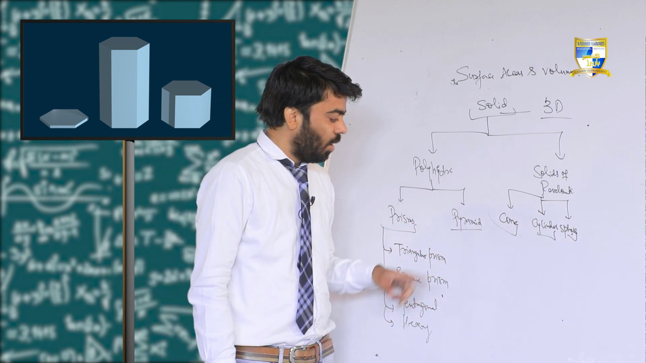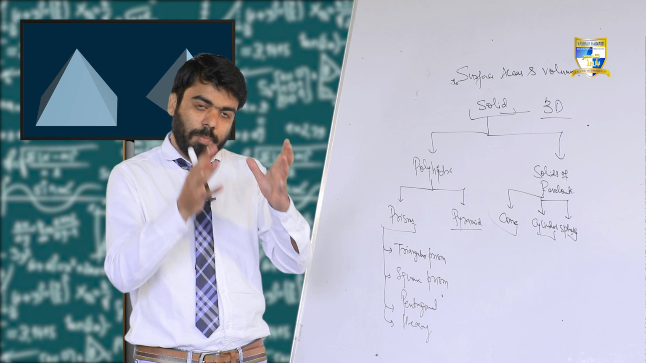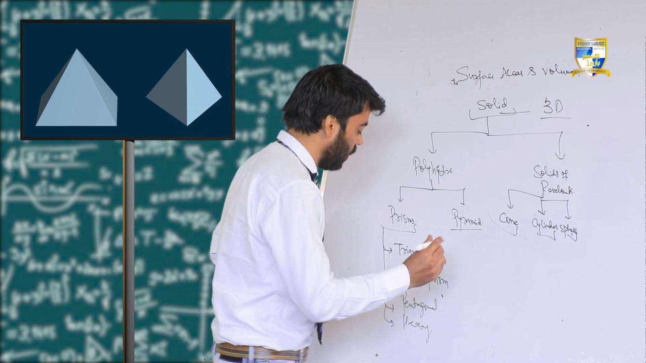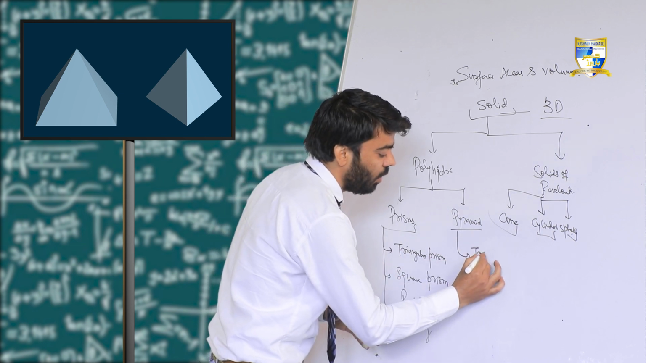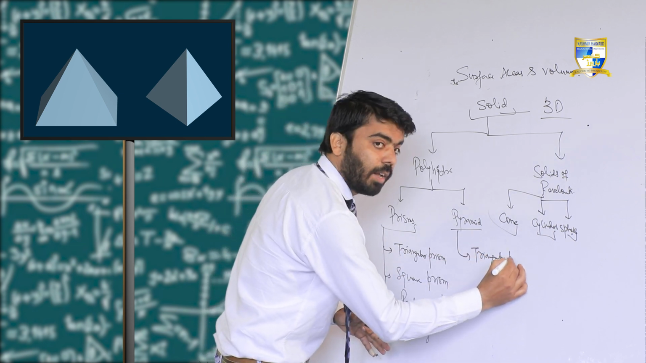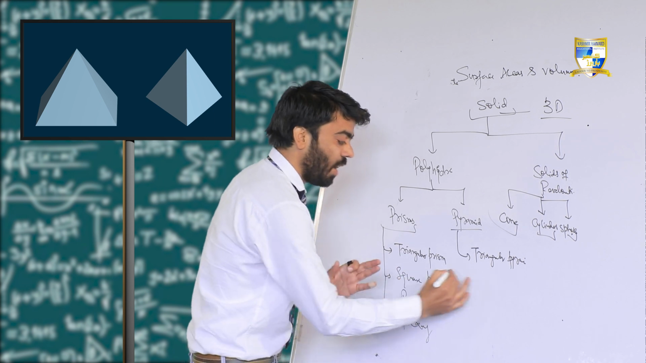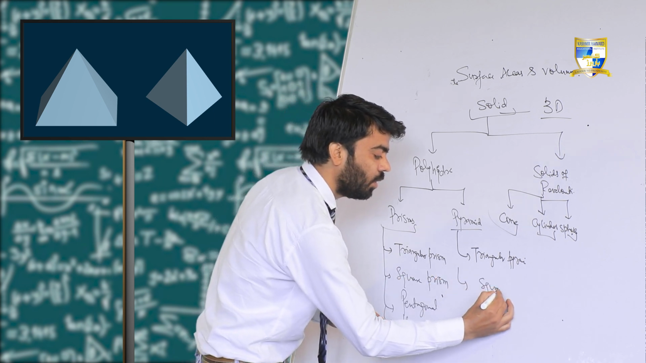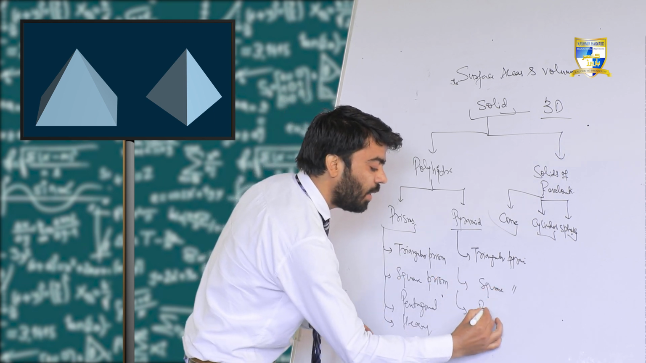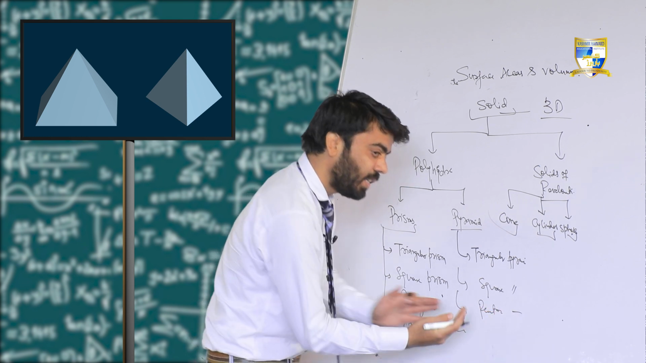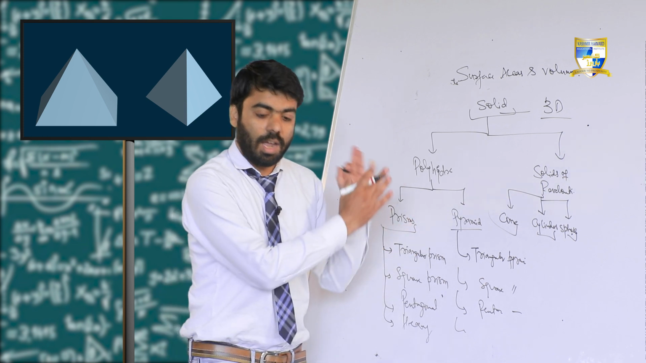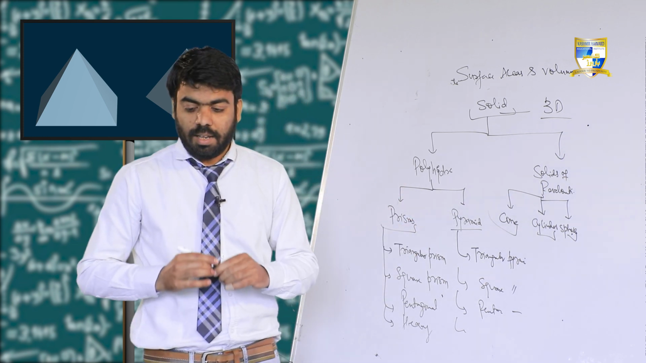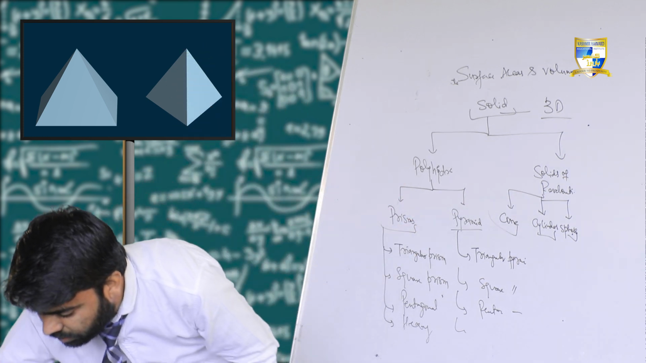Clear? Now let's come to the pyramid. What is a pyramid? Pyramids are of the same types. It's a triangular pyramid, not a prism, right? Then we have the square pyramid, the pentagonal pyramid, hexagonal, heptagonal, octagonal, nonagonal, deca, and so on. Clear? Let us now discuss what a pyramid is.